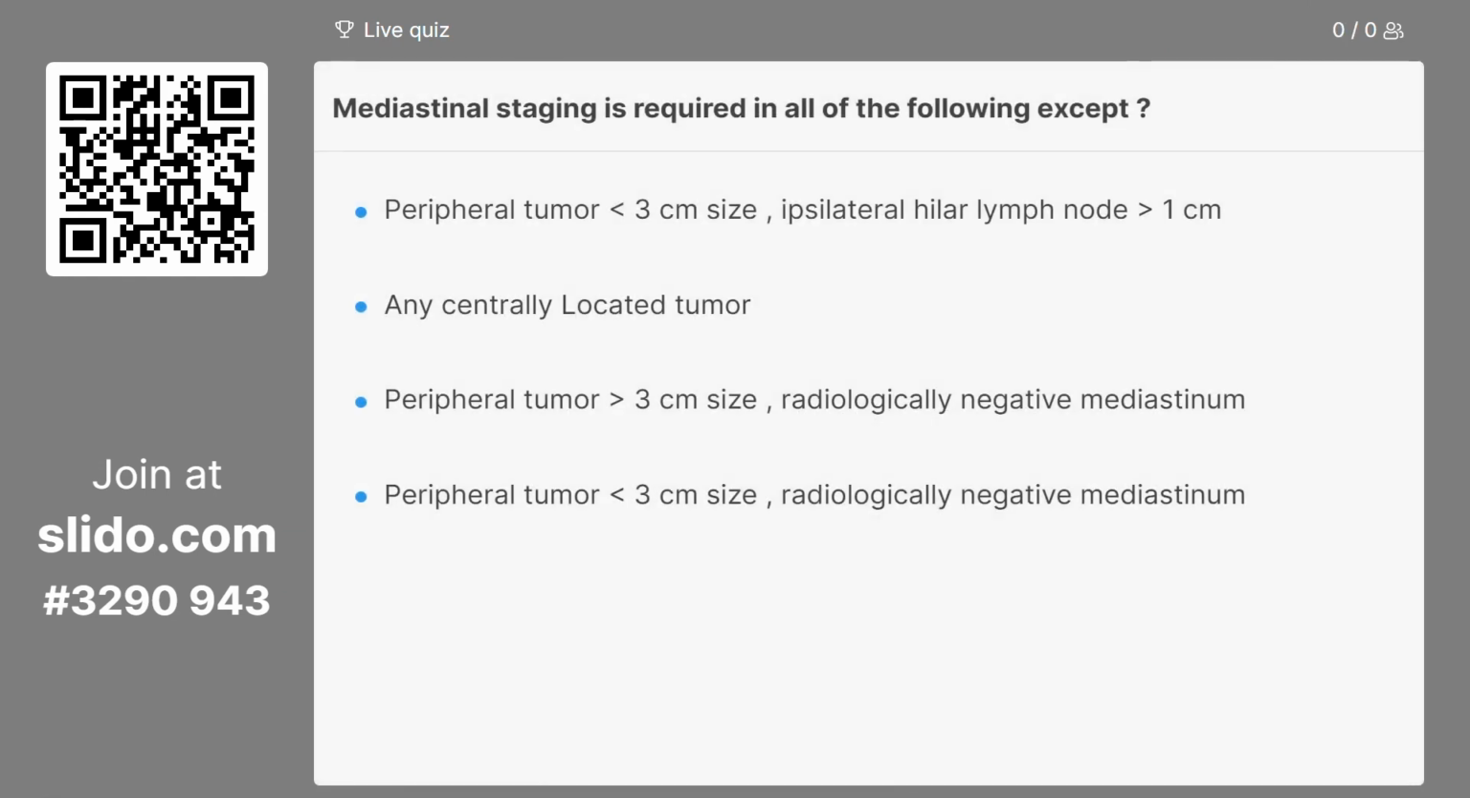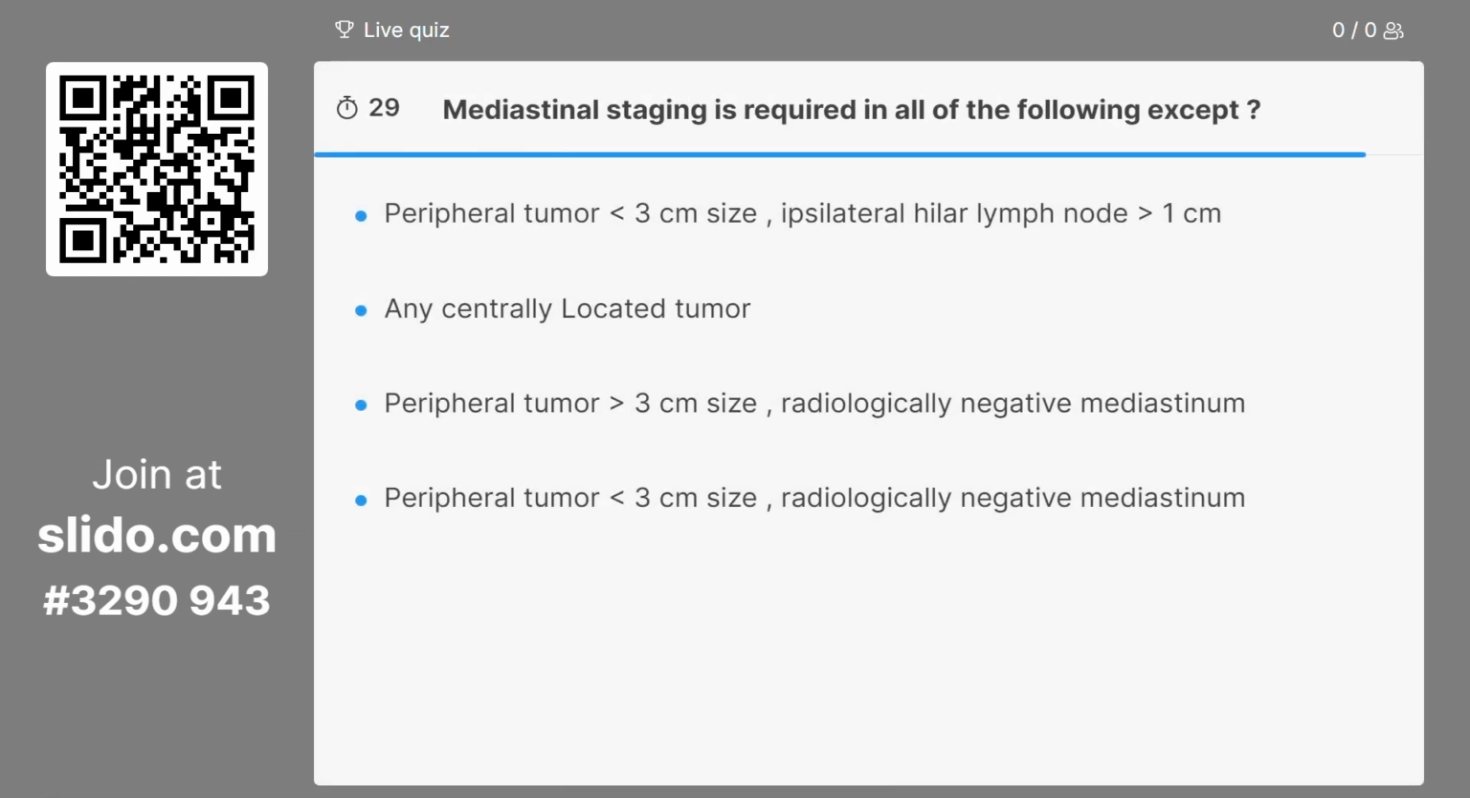I think the quiz has already been dealt with, so the question is repeated for you. Mediastinal staging is required in all of the following except. The answer, okay.